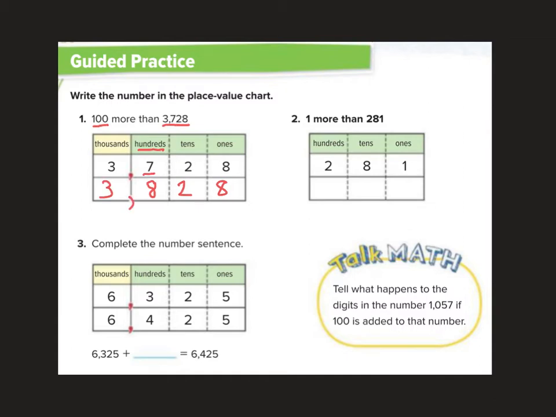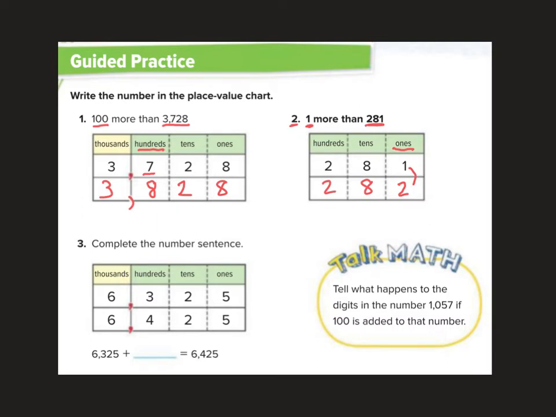3,828. So everything else remained the same, only the hundreds changed. Here, for number 2, I need to take one more than 281. So I'm going to look at the ones place, and I'm going to add 1. Keep everything else the same. So now I have 282.